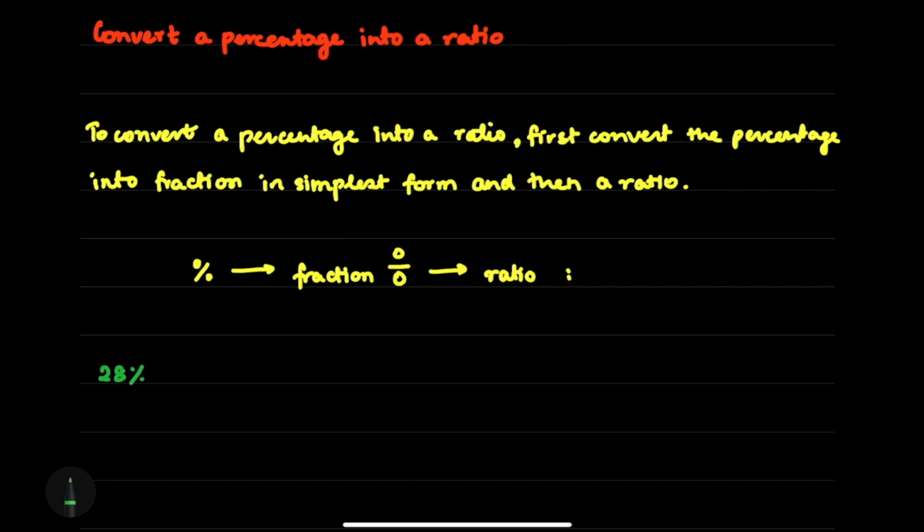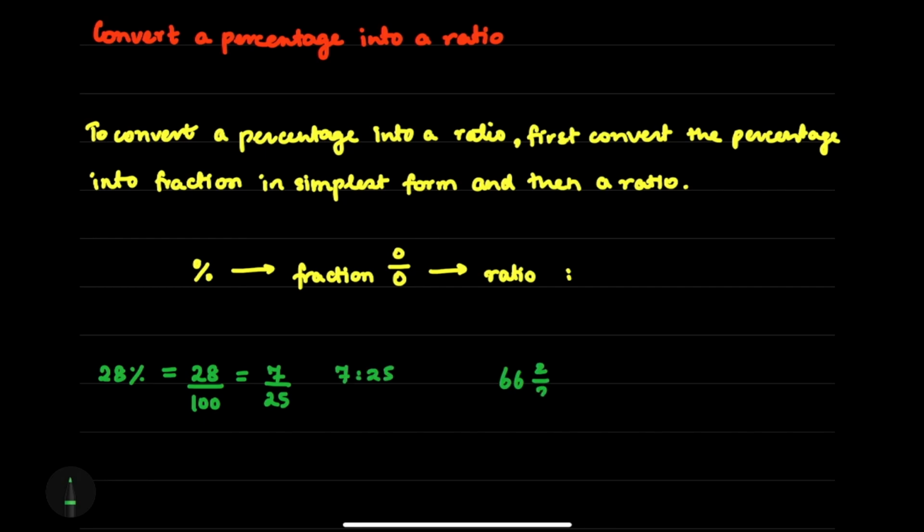Let's look at it through the lens of an example. Say we have 28% and we want to convert it into a ratio. The first step is to convert it into a fraction. So 28% can be written as 28 by 100, which can be simplified to 7 by 25. And as 7 by 25 is the simplest form, we can write it as 7 is to 25.